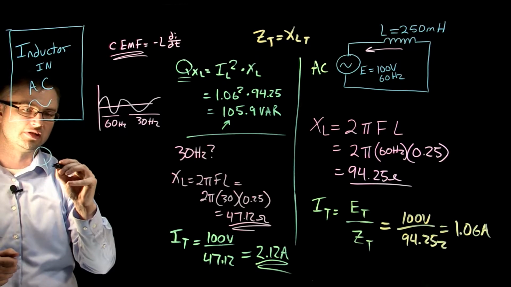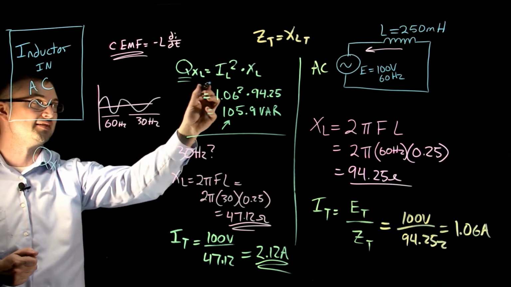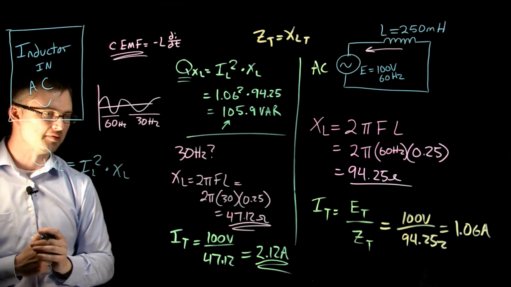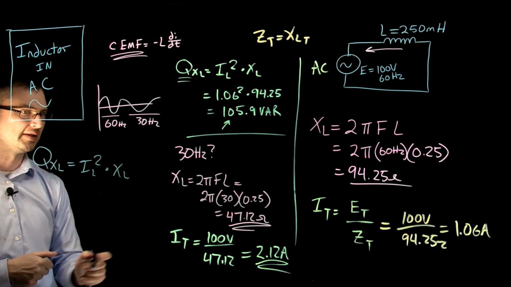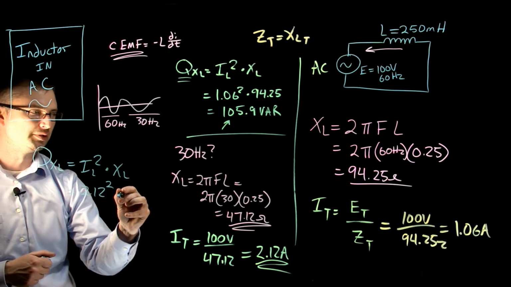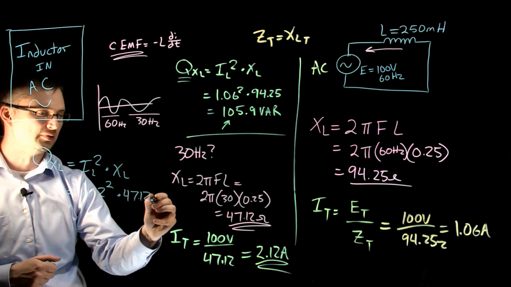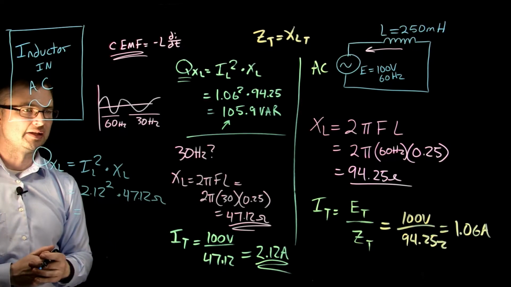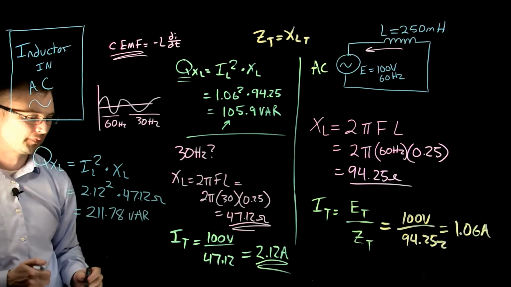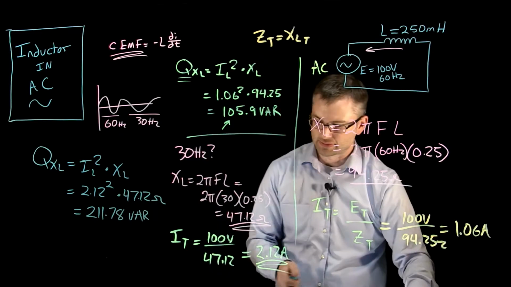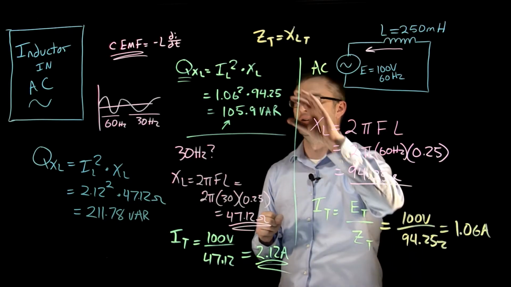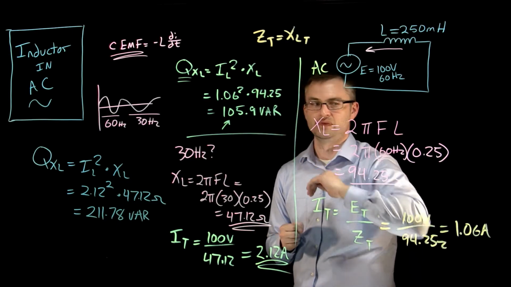So we're going to look for the Q of XL again, and we said that is I squared of the inductor multiplied by the XL value. A very powerful effect here is the current squared. So we're going to take our 2.12 amps squared, and we'll multiply it by 47.12 ohms, and we are going to get a new power of 211.78 vars. When we're looking at what happened here, we've got to really appreciate the fact that it's I squared times XL. Here, our original vars at 60 hertz was 105 vars.